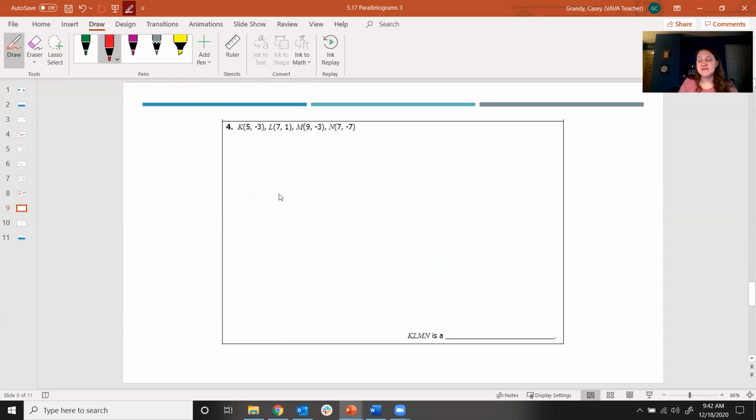All right, let's practice this one. Okay. The first thing we want to do is we want to know, is it a parallelogram? If it is a parallelogram, then we can test the other ones. If it's not a parallelogram, then we just stop and we say it's none of them. Okay, so let's see, is it a parallelogram?